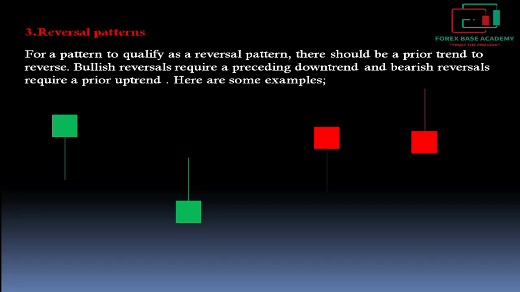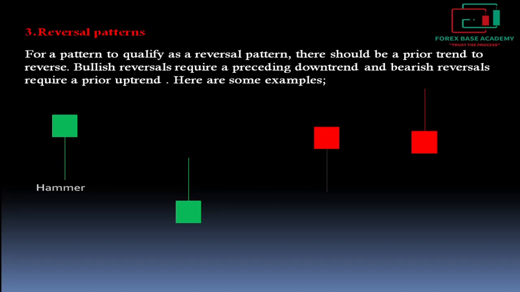But before we see the examples, let's first understand what a reversal is in simple terms. When we are trending upwards, or when the market is trading upwards, or when the market is in control of buyers, and we see significant selling, it means the market is reversing from the uptrend to a downtrend, and the opposite is true. So let's see some of the examples of the reversal patterns.